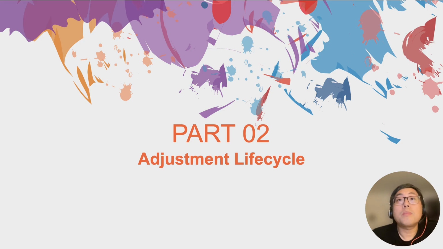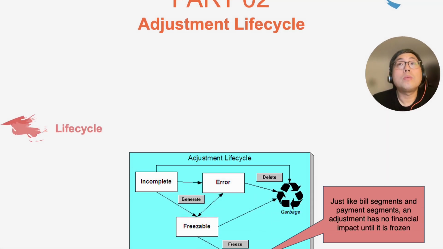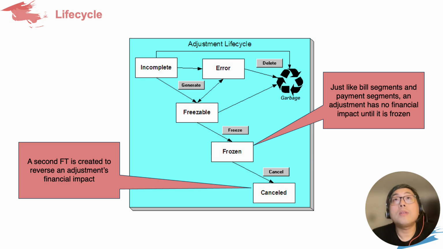Okay, second part, adjustment lifecycle. If you look at this one, the adjustment lifecycle is quite similar to the bill segments. It's not way different. As we said, just like the bill segment and payment segment, adjustment has no financial impact until it is frozen. And a second FT is created to reverse the adjustment financial impact. Very similar to what we have seen before.